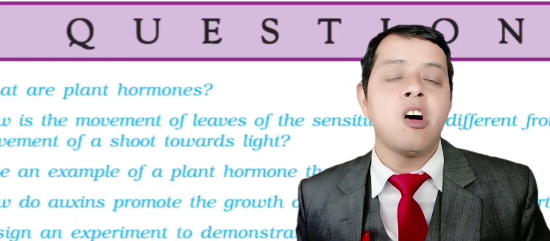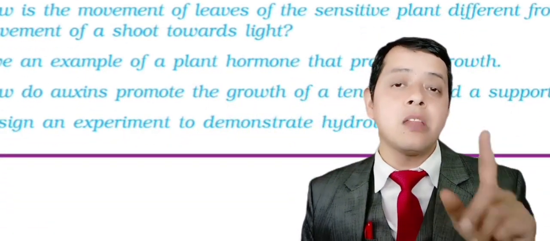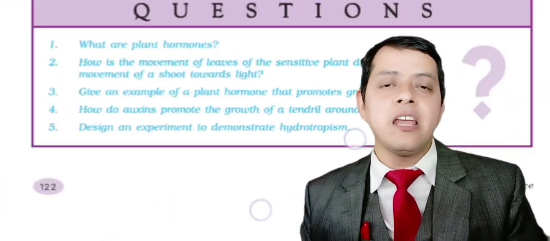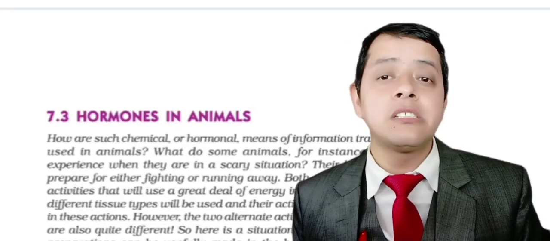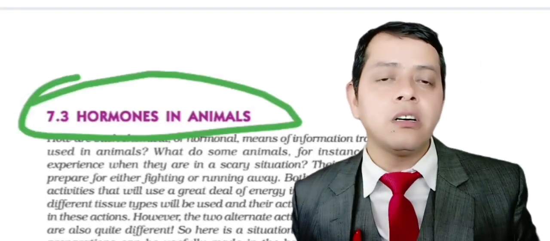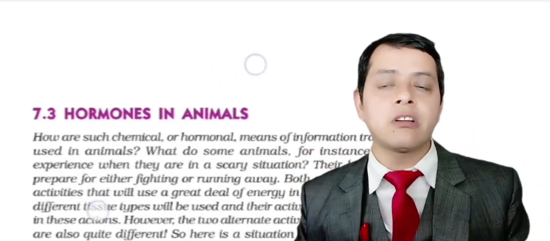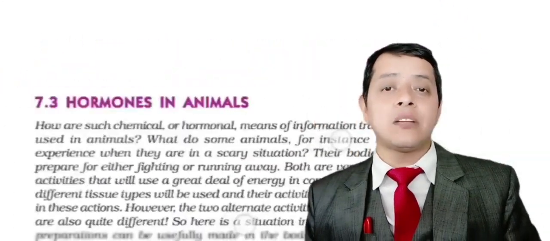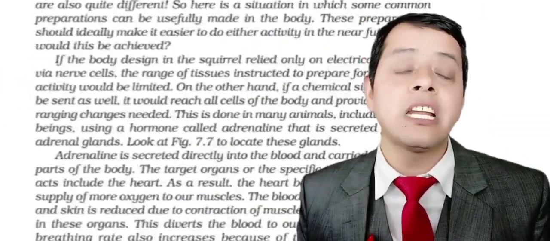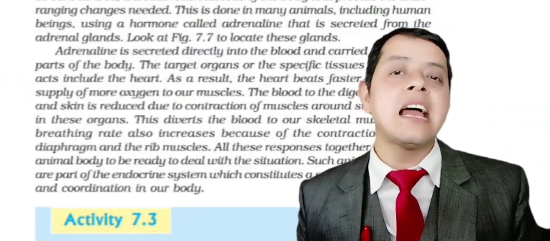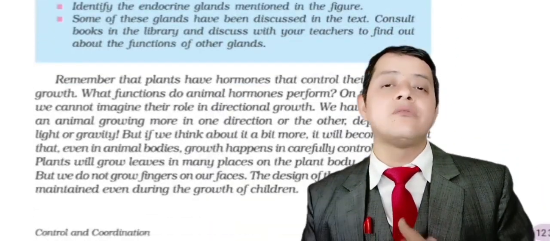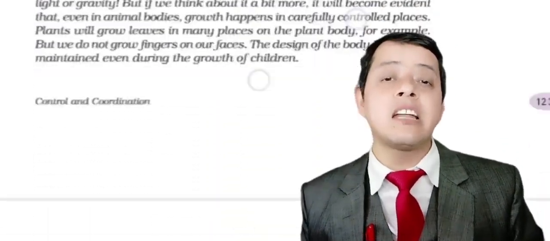Let's understand some hormones in animals. In animals there are some hormones that are very important. You should at least learn the parts of the organs, the different endocrine glands. Endocrine glands release their products directly into the blood. They don't have any duct. The glands do not have any duct. That's why they are called endocrine glands.